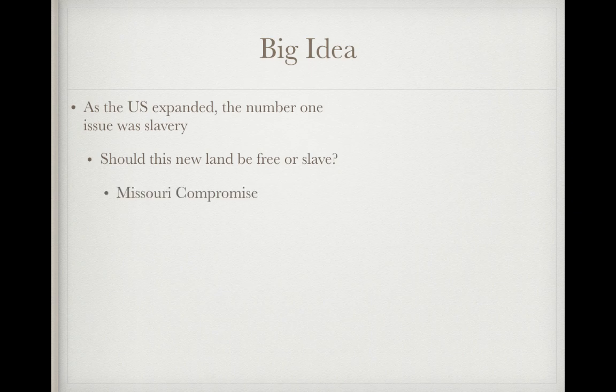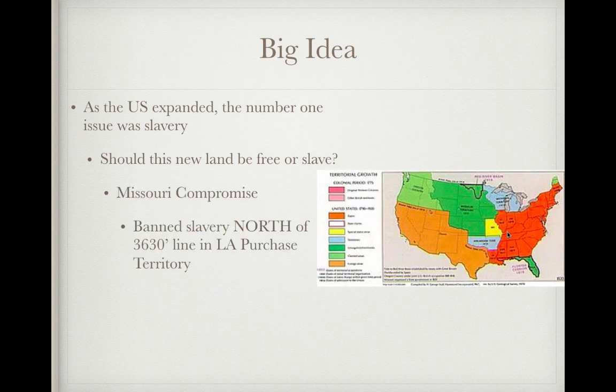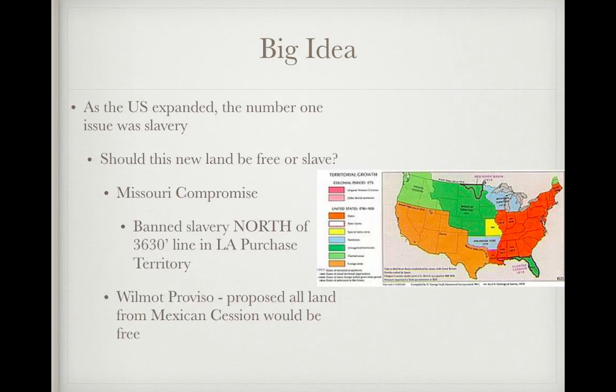The Missouri Compromise was an example of this, in which all land in the territory of the Louisiana Purchase above that 36°30' line would be free. Everything below would be slave. The Wilmot Proviso from the 1840s proposed that all land from the Mexican cession would be free. So all this area in orange, David Wilmot proposed should be free. That never passed, but it was a popular idea at the time. And this never became law.